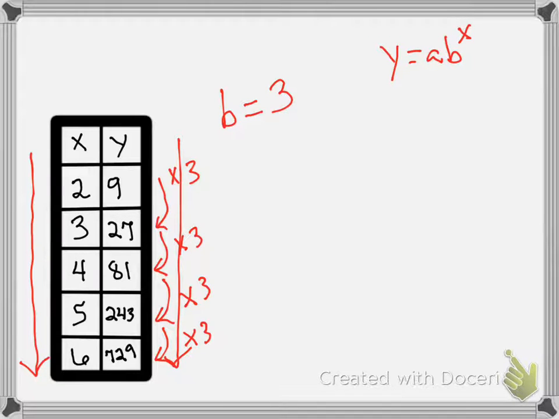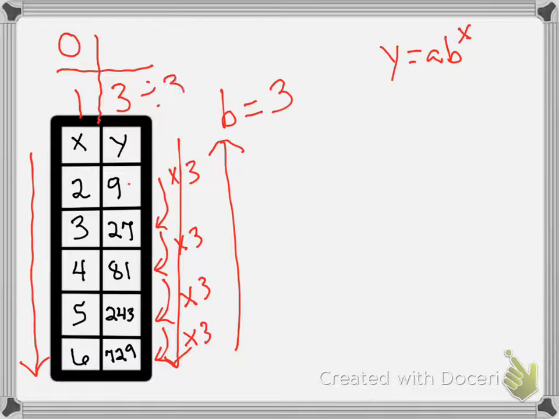But we notice that as the x's are going up, the y values are going up, multiplying by 3. So we've got to think, if we were to extend the table backwards, instead of multiplying by 3 to go up, we could do the opposite. We could divide by 3 to go backwards. So 9 divided by 3 is 3, and then we need to take the table one step further to get to where x is 0. 3 divided by 3 is 1. So our y-intercept is 1.